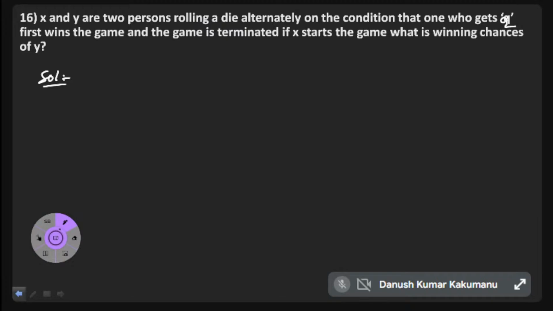So they are discussing what? A die. What is the probability of getting the 2 on the die? Probability of the 2 is 1 by 6. Is it clear to all of you? P is 1 by 6. What is Q? 5 by 6. Probability of getting the 2 is 1 by 6, and probability of not getting the 2 is 5 by 6. Who is the first person who started the game? X started the game. If X starts the game, what is the winning chance of Y? Probability of Y winning chances.